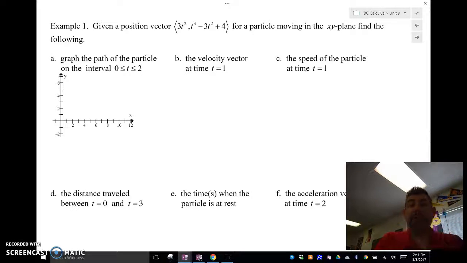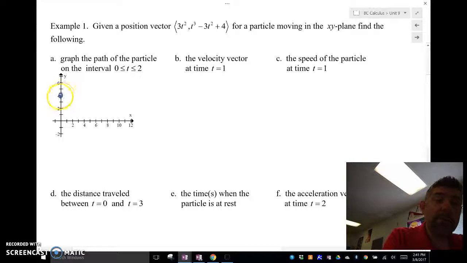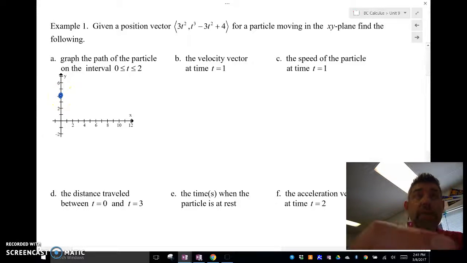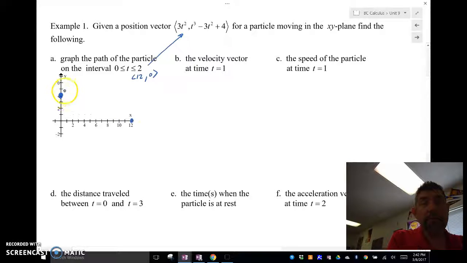Now, we treat these a lot like they're parametric. So we're going to first start with 0. We plug 0 in, and we get our initial spot, 0, 4. So 0, 4 is going to be here. And then we plug 2 in, and that's going to give us 12, comma 0. So 12, comma 0 is here, and so then we're going to graph that.